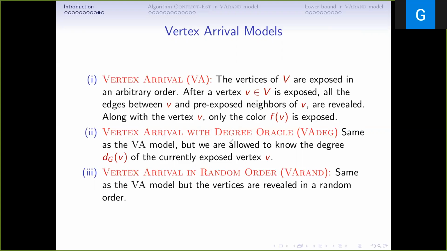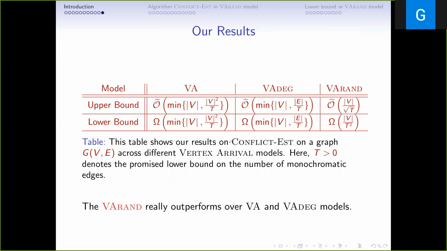The coloring exposure and the edge exposure in the VA random model is the same as in the basic VA model. Now let us briefly discuss the set of our results. We study the conflict estimation problem in all three vertex arrival models that we have introduced. Now let us look at the bounds. In the basic vertex arrival model, the upper bound and lower bound match. In the vertex arrival degree oracle model, both upper bound and lower bound match. However, in the vertex arrival random model, the upper bound and lower bound do not match. There is a gap. We will discuss this gap around the end of the talk.